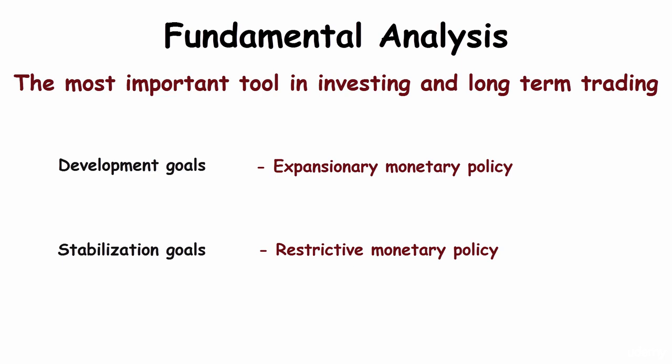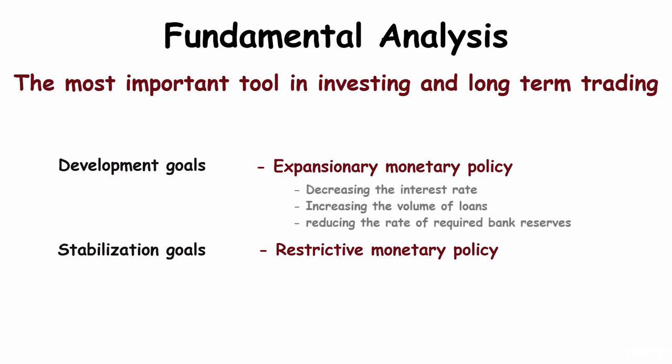In such situations, the aim of the government and the central bank is boosting the economy and coming out of recession. These results are usually achieved by cutting the main interest rate, increasing the volume of loans to the economy and the population, and reducing the rate of required bank reserves.